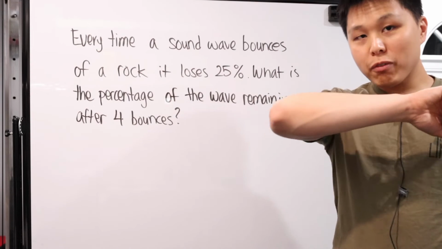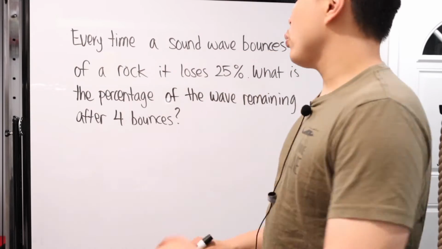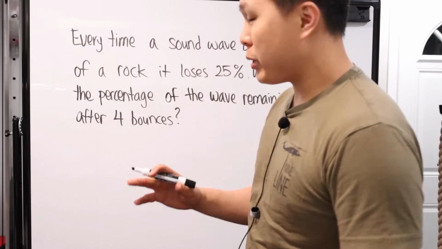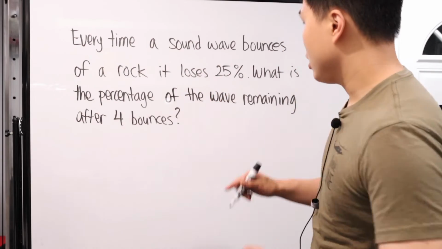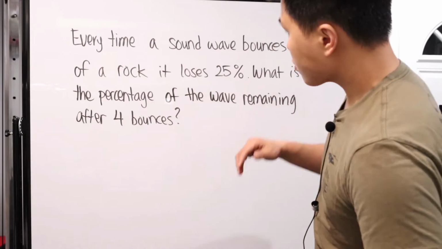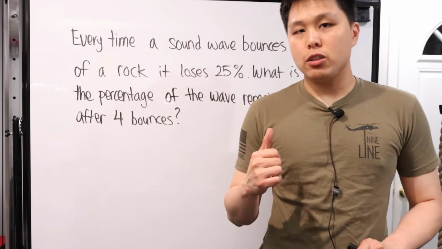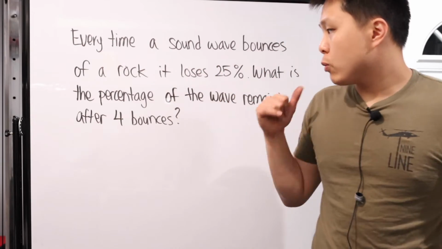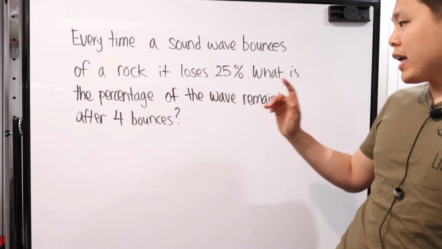Alright, so hopefully everyone is somewhat warmed up, a little awake, so that problems like this one won't cause an immediate error because we are not paying careful attention. So here's the thing. This problem is actually extremely easy to make a mistake. Every time a sound wave bounces off a rock, it loses 25%. What is the percentage of the wave remaining after 4 bounces?